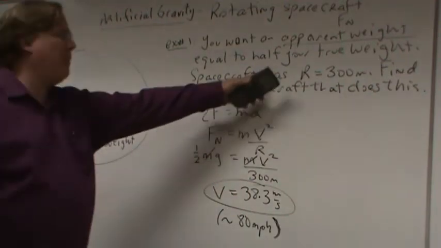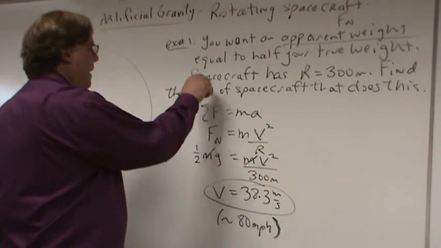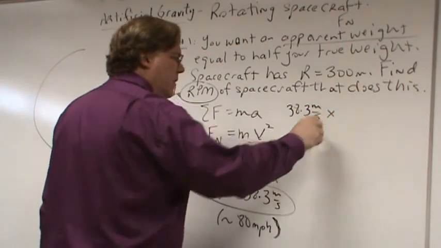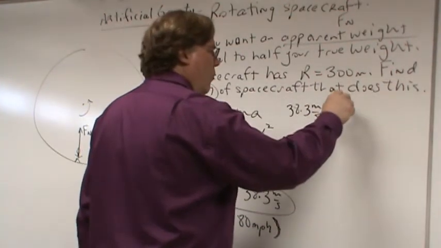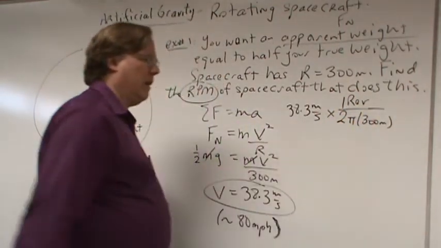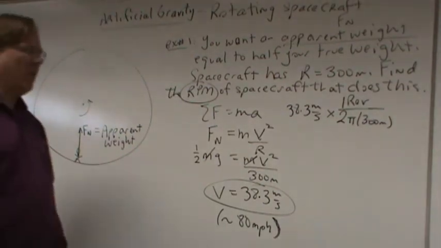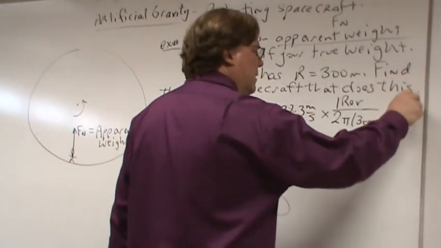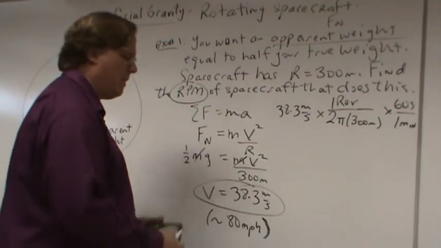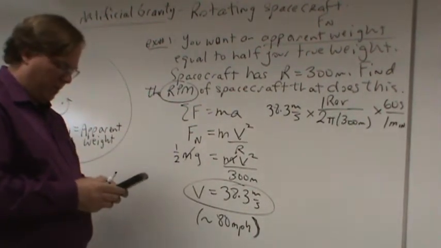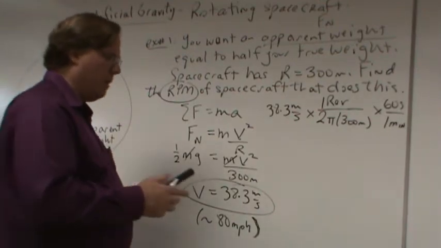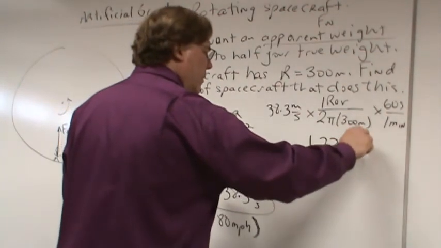But let's find how many RPM that is, because I want the RPM. Okay, so I've got 38.3 meters per second. I'm going to multiply by 1 revolution in 2 times pi times 300 meters. Right, that's the distance you go in 1 revolution. And then I want it in RPM, so I'm going to multiply by 60 seconds in 1 minute. You guys okay with that? And so I get 38.3 divided by 2 divided by pi divided by 300 times 60. I get 1.22 RPM.